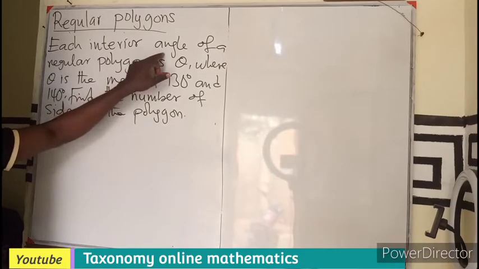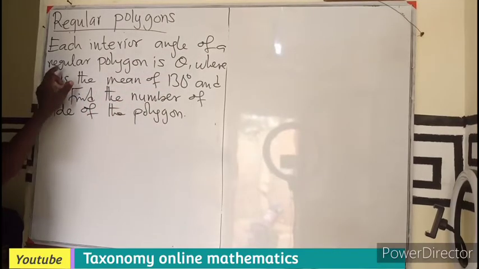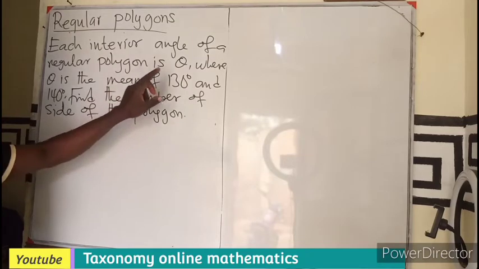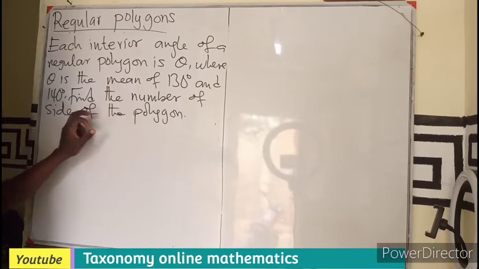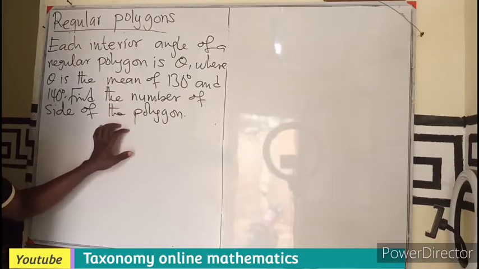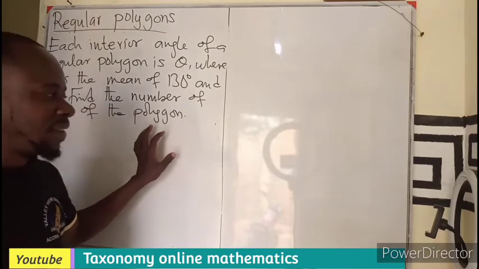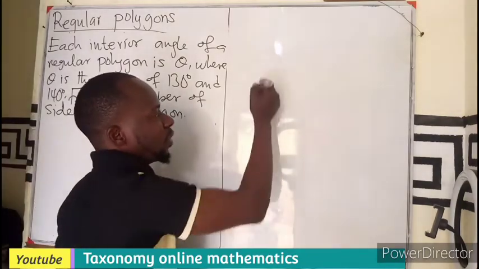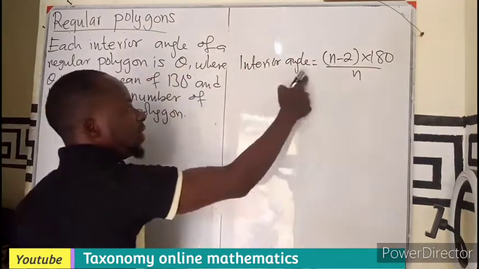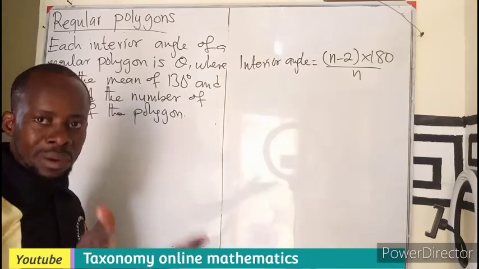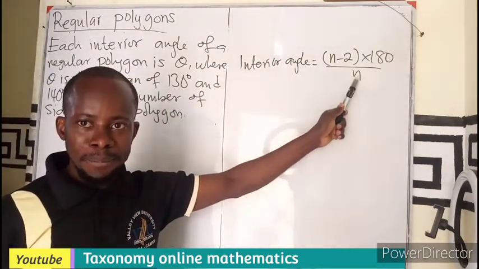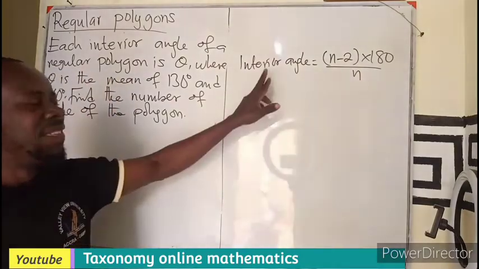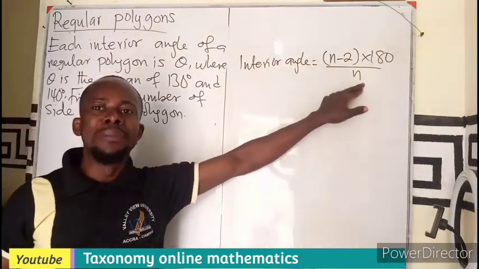Each interior angle of a regular polygon is given as theta, where theta is the mean of 130 and 140. We have to find the number of sides of the polygon. So you can see that per the formula we have, interior angle of a regular polygon equals the sum over the number. Here we have been given the interior. We are asked to find a number.